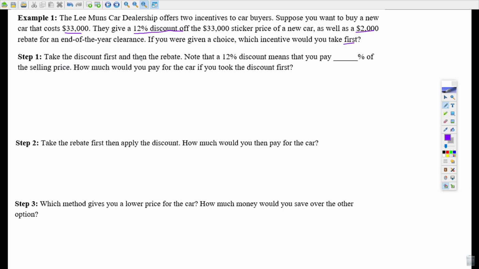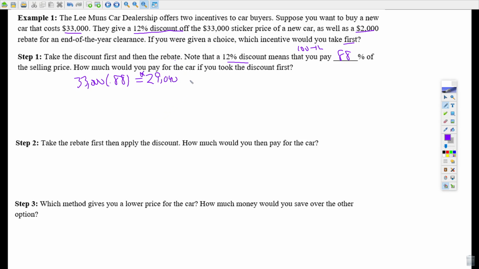So first we're going to take the discount and then apply the rebate. So remember, 12% discount means if you do 100 minus 12, you're actually paying 88% of the selling price. How much would you pay for the car if you took the discount first? So let's do the discount. We take $33,000 times 0.88. So you just use a calculator for that. So the new price is going to be $29,040.